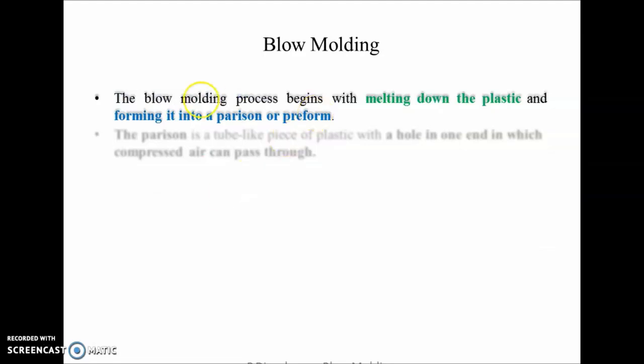The principle behind the blow molding process is that it begins with melting down the plastic and forming it into a parison or preform. What is a parison? The parison is a tube-like piece of plastic with a hole in one end through which compressed air can pass.